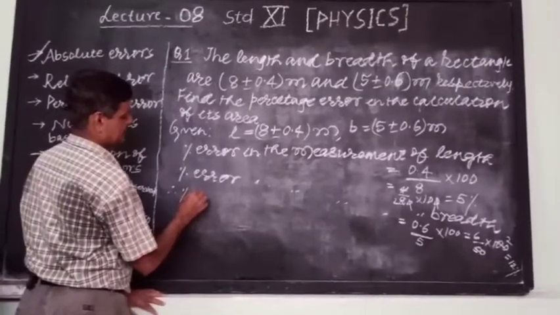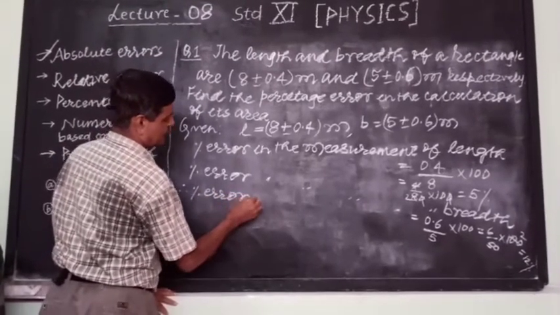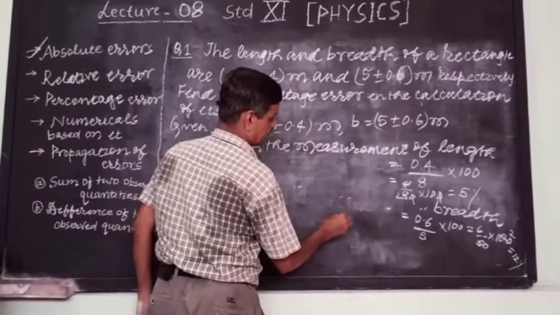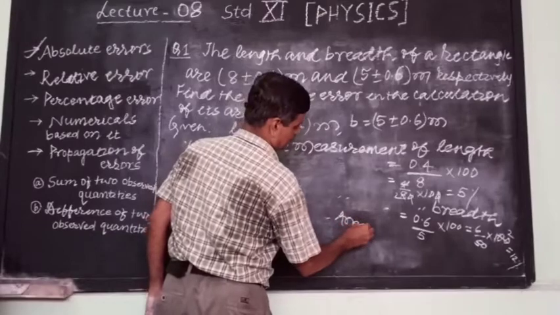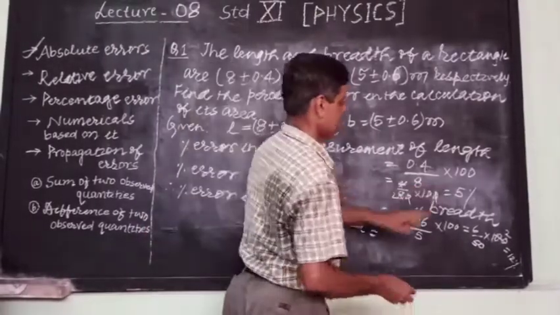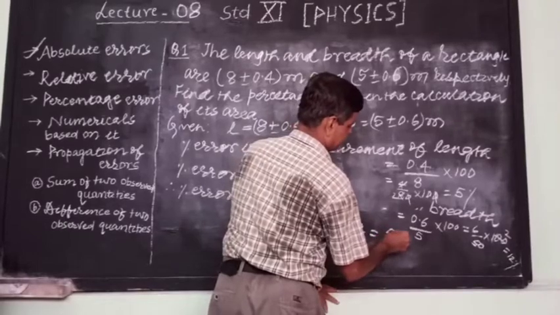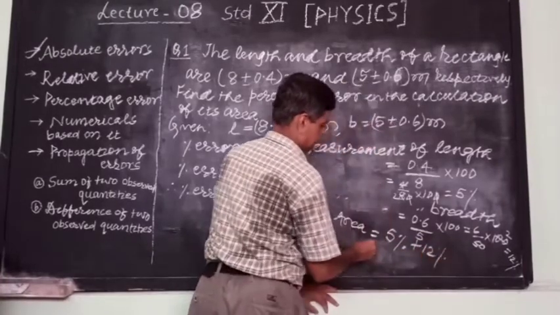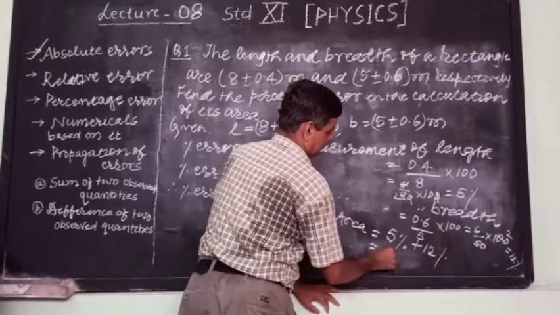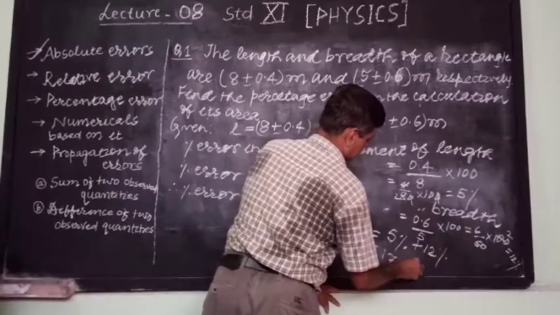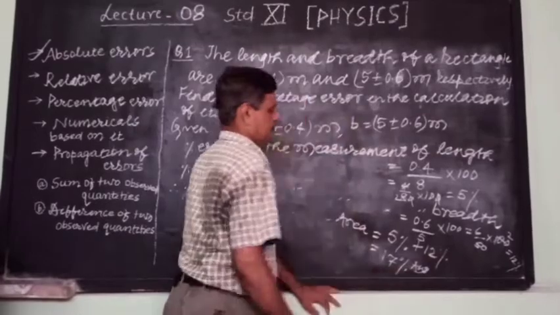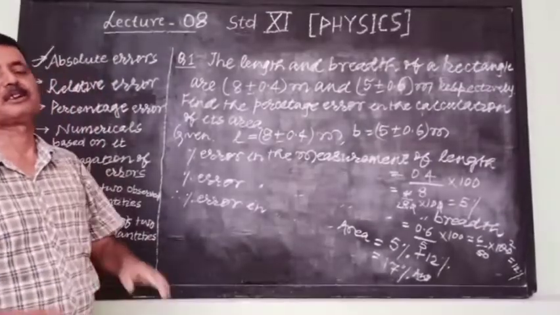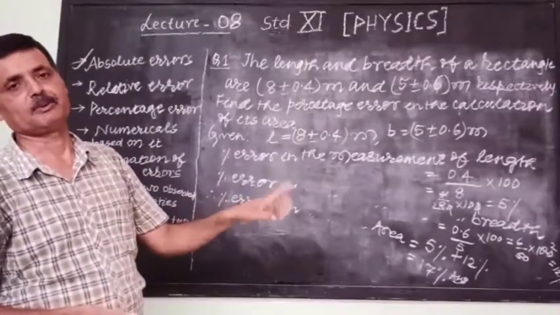Hence, percentage error in the measurement of area. This was 5% and this one was 12, and finally maximum value 17%. This is your answer. 17% is the final result for the percentage error in the measurement of area, that is the maximum area.